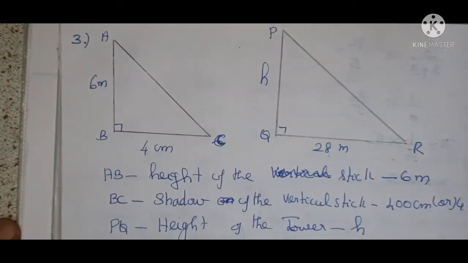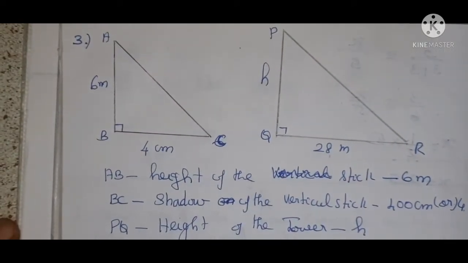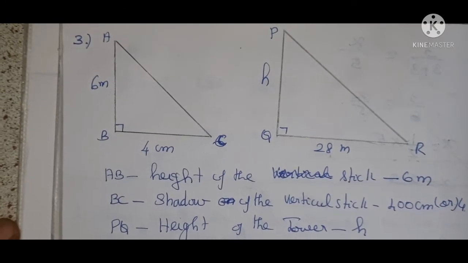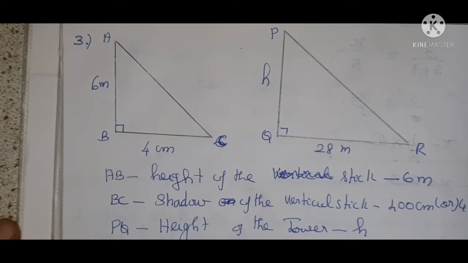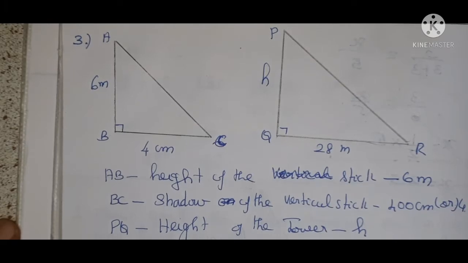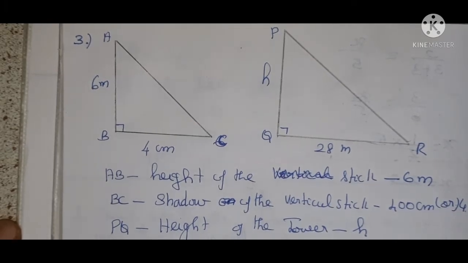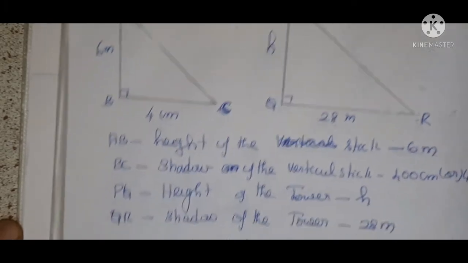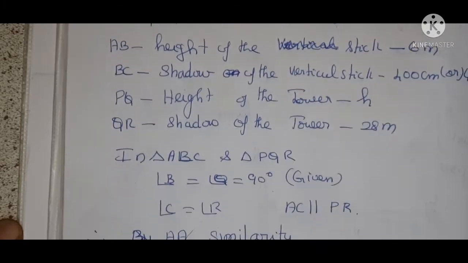ABC is a triangle. Here AB is the height of the stick, 6 meter. BC is the shadow of the vertical stick, 400 centimeter, that is 4 meter. Another triangle PQR. PQ is the height of the tower, which is taken as H. QR, the shadow of the tower, is 28 meter. To find the height of the tower using similarity.